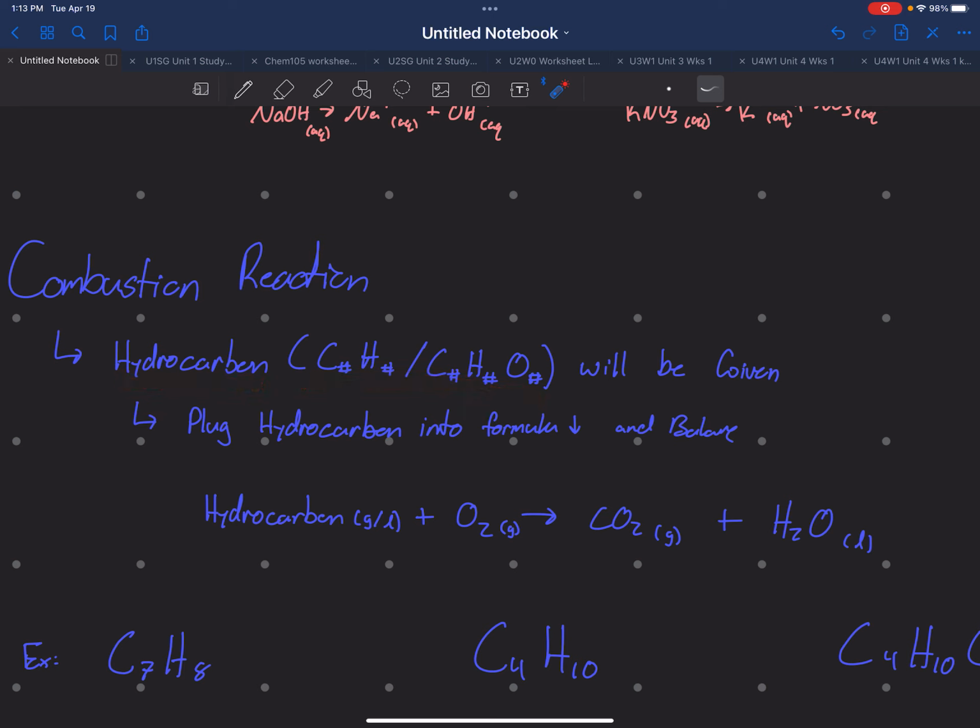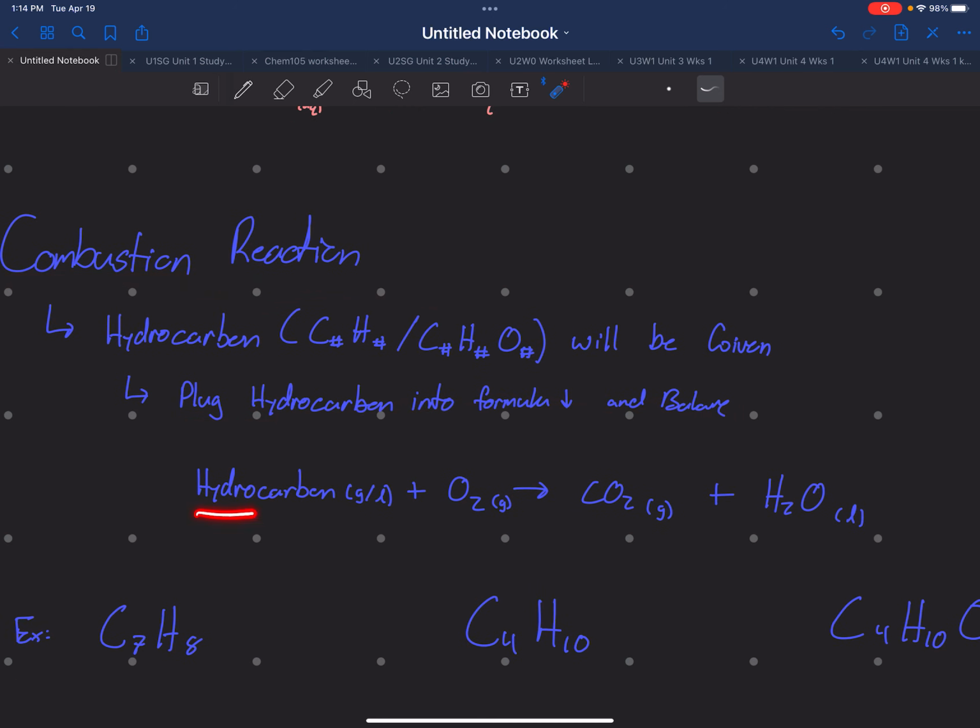I was just making it difficult before by giving you the word name, like 1-pentanol. I would strongly think that they will give you the hydrocarbon if it's a combustion reaction. So it'll be given, and then you plug it into the formula. All combustion reactions follow the same formula: the given hydrocarbon, which is likely to be either a gas or a liquid, plus oxygen leads to carbon dioxide and H2O.